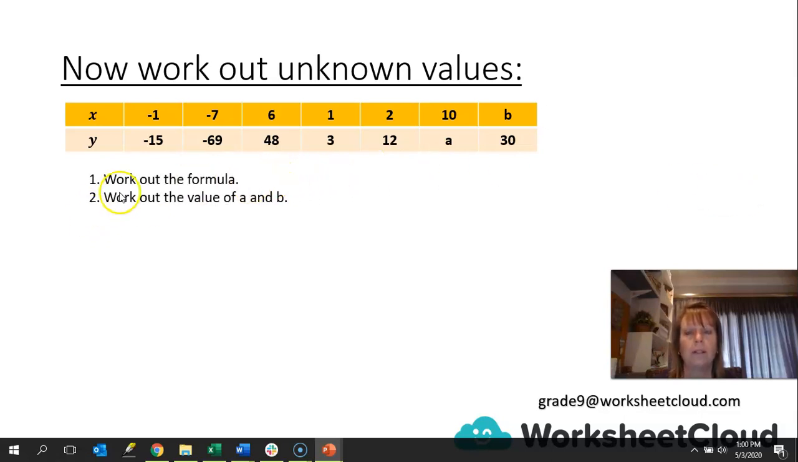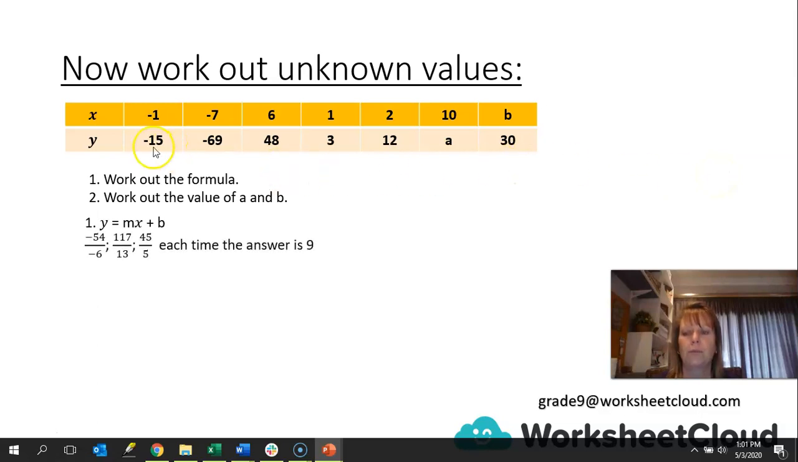As it says here, number 1 is work out the formula. Number 2 is work out the values for A and B. So we're going to use y is equal to mx plus b straight away because we need our formula. We cannot start working out what A and B is if we do not have the formula.